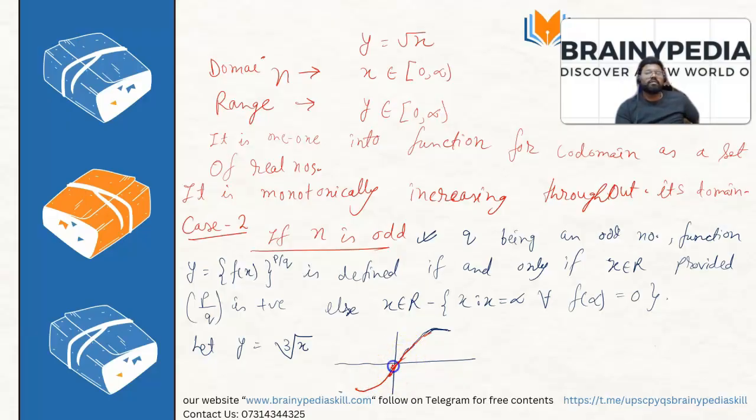It's passing through origin. Okay, clear. So it will look this way. Now, what would be the domain of this? X can be any real number. Range can also be any real number, positive, negative, it doesn't matter.